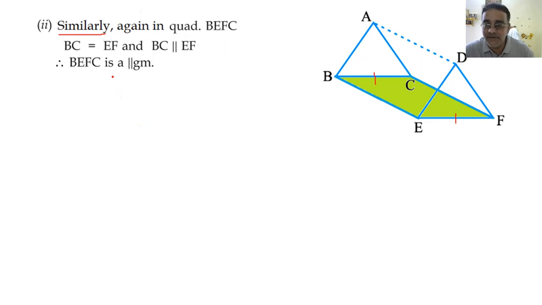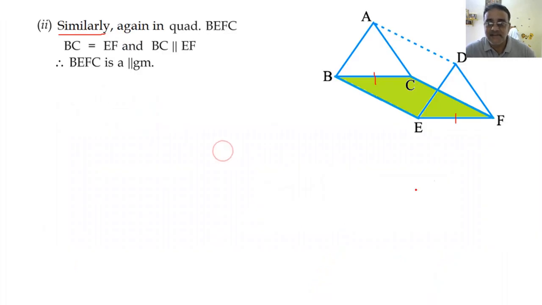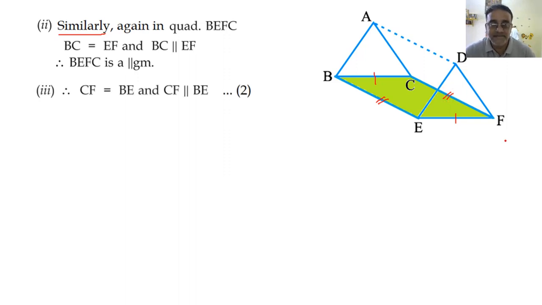Is this clear to all of you? So our second bit is also over. Now the third bit we have to complete. Look carefully, if this is a parallelogram, we can write BE is equal to CF and BE is parallel to CF. Okay? Why?